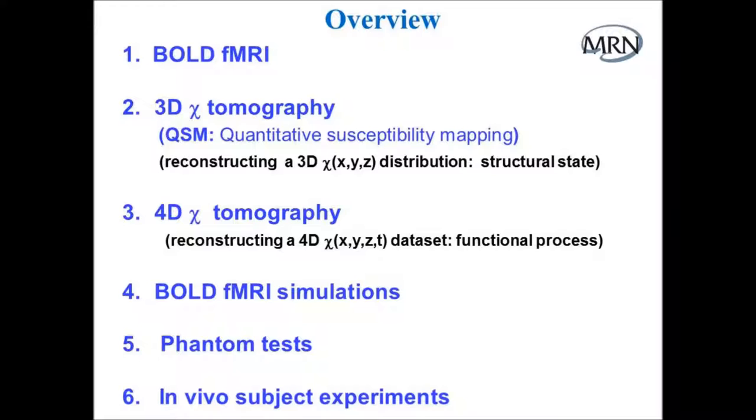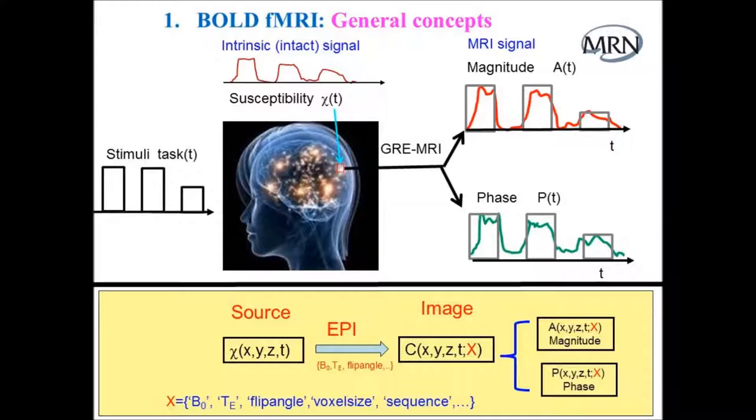Also, since we are talking about medical imaging, we must talk about the phantom test. Finally, the human subject experiment. So this is a basic model to understand fMRI.